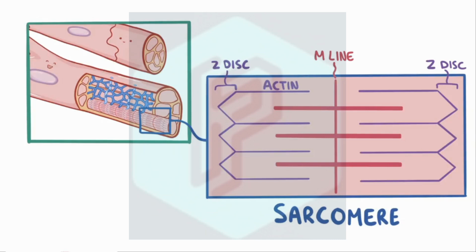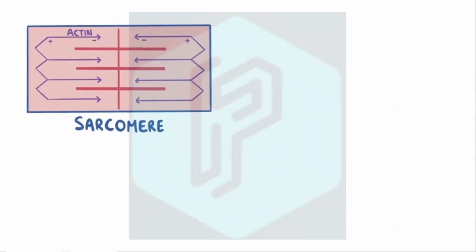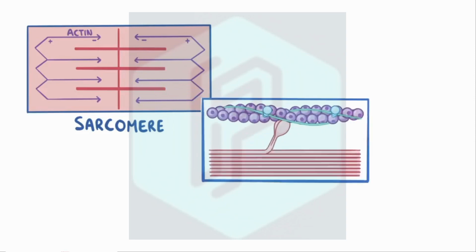These actin filaments have structural polarity, which means both ends of the filament look different. We can think of it like an arrow, with the pointed end being the minus end, pointing towards the M line, and the tail end being the plus end, attached to the Z disc. Just like an arrow, the actin filament can only move in one direction, the direction it's pointed at.